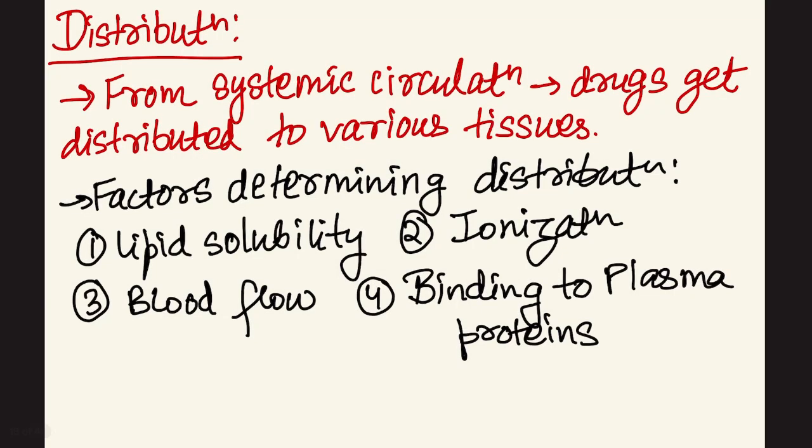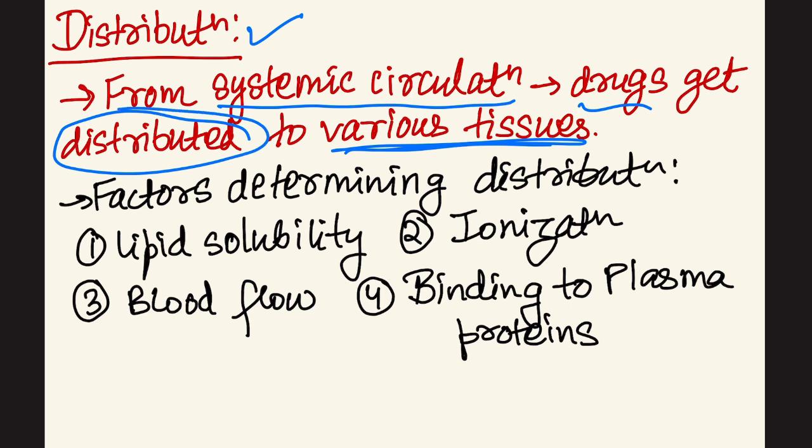Now coming to the next process of pharmacokinetics. Absorption is already over for us, so now we have distribution. From the systemic circulation, that is after absorption, the drug will be distributed to various tissues. This process is called distribution. And for distribution also, as I have already mentioned, the general dictum is that if the drug is non-polar, non-ionized and lipid soluble, it will be easily absorbed and easily distributed because it can easily cross the phospholipid bilayer.